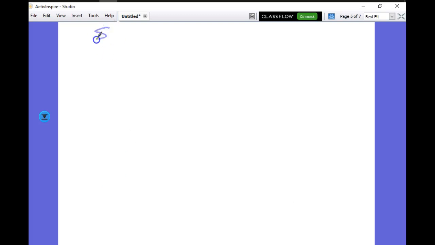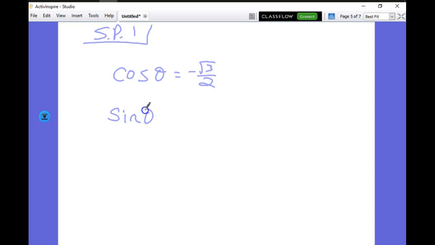Let's say I give you guys cosine of theta is equal to negative radical 3 over 2. Sine of theta is equal to 1. Well, maybe not yet. Sine is equal to 1/2. And then tangent of theta is equal to negative 1. All right, so go for it.